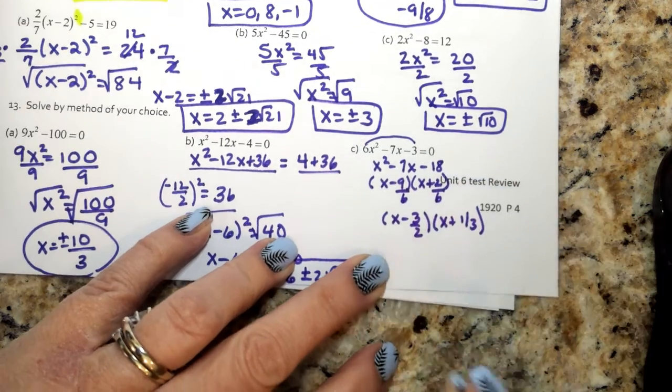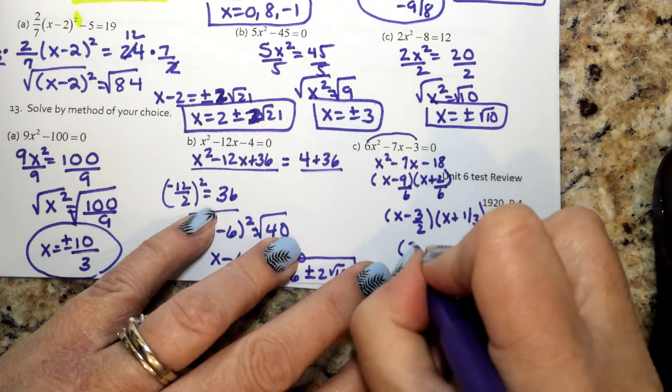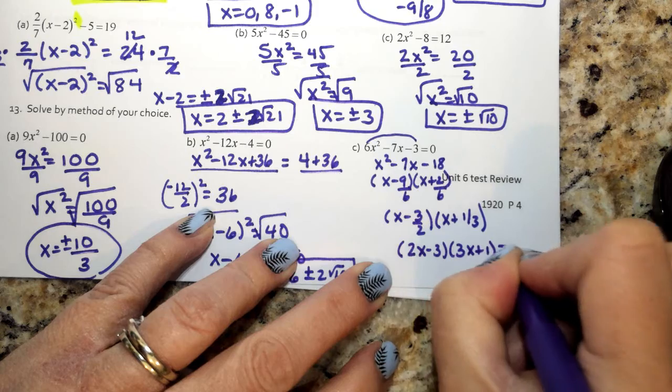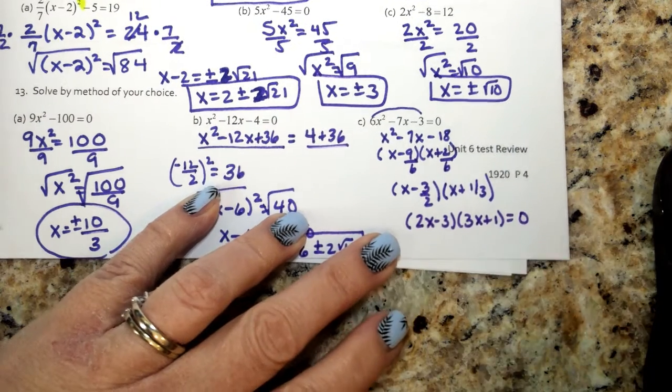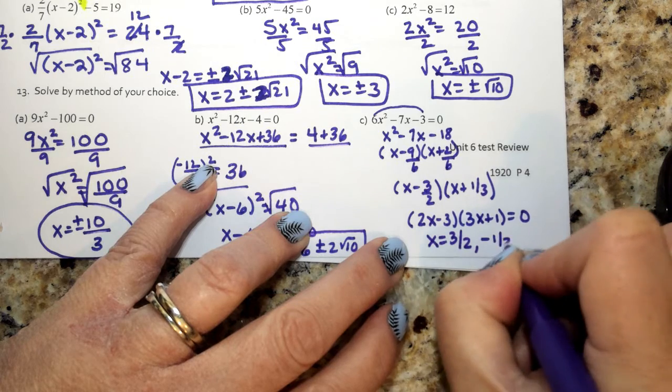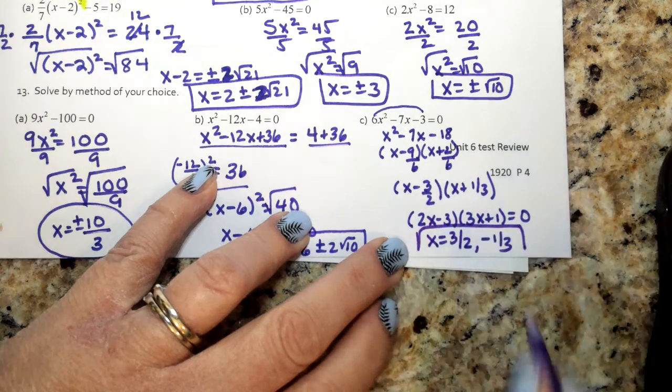Again, you can use whatever technique you feel most comfortable with. So this factors into 2x minus 3 times 3x plus 1. So x is going to be equal to 3 over 2 and negative 1/3. So that's how you can solve quadratics by factoring.